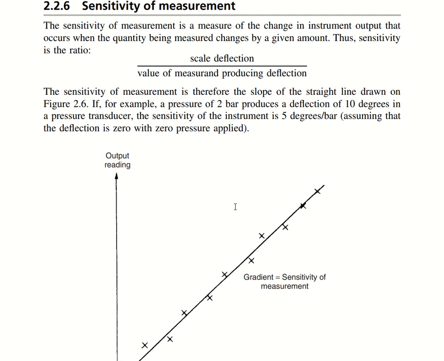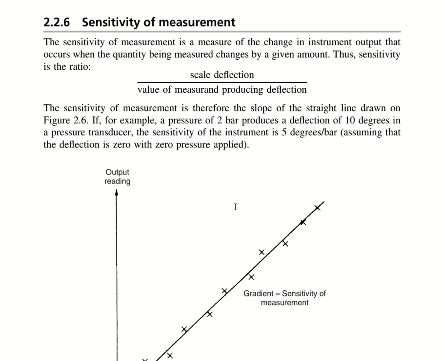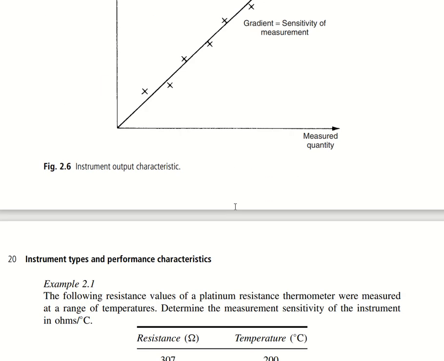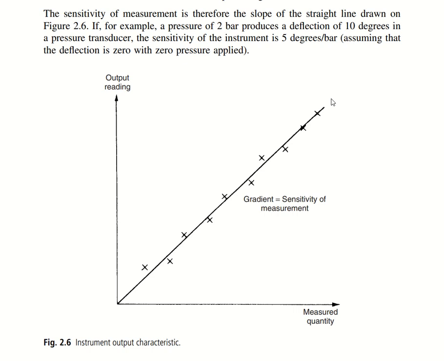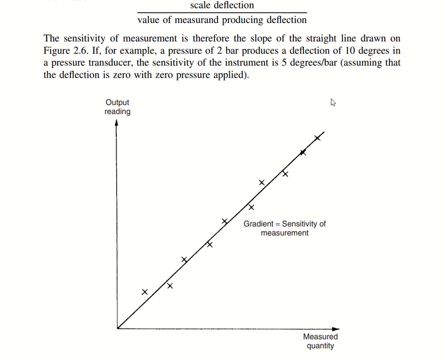Then we have sensitivity. Sensitivity of measurement is a measure of the change in instrument output that occurs when the quantity being measured changes by a given amount, right? So basically sensitivity is the ratio of scale deflection to the value of measurement producing the deflection. And because of this ratio, the sensitivity of measurement is therefore the slope of the straight line drawn on this figure here, right? This slope indicates the sensitivity or gradient.